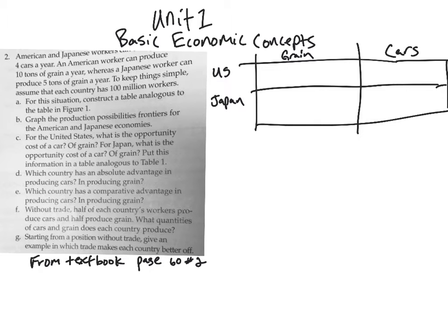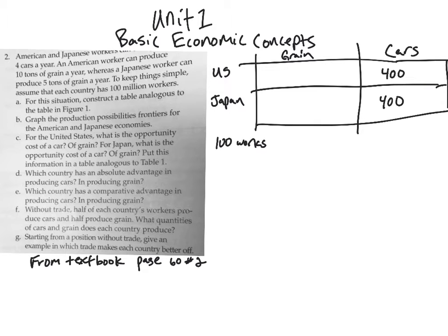Each country has 100 million workers, so we're just going to talk in terms of millions. Everything you can just assume is in millions. It tells us that American and Japanese workers can each produce 4 cars a year, and we have 100 million workers. So the U.S. can produce 400 million cars, and Japan can produce 400 million cars, because each of them has 100 million workers. If all those workers were producing cars, they could produce 4 cars for each worker, 400 million. Got it.